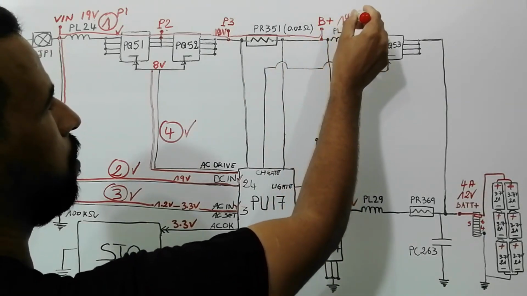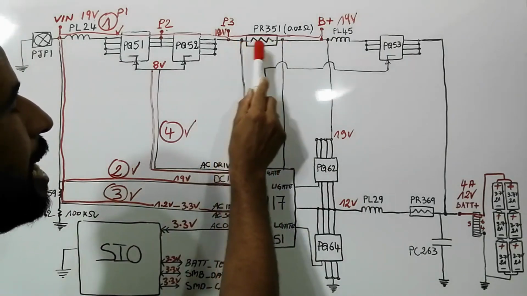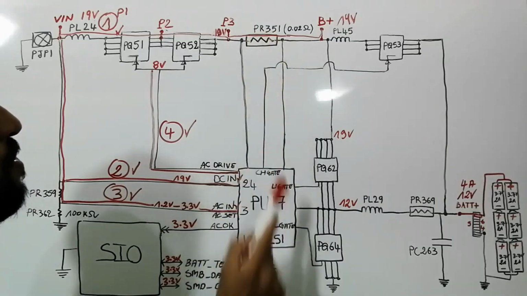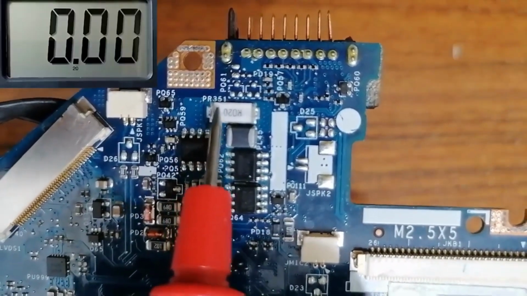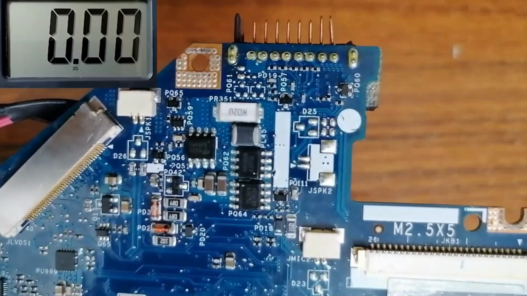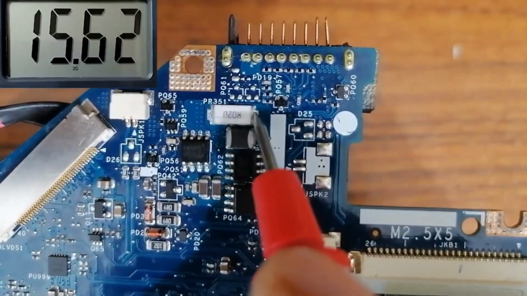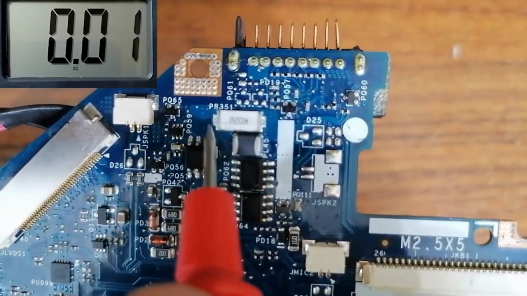19 volts. Let's check 19 volt on both sides of this current sense resistor. We have the current sense resistor PR351. Let's check 19 volt on both sides. Here we have to find 19 volt. This is good. Let's check the other side.